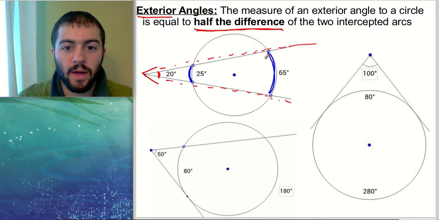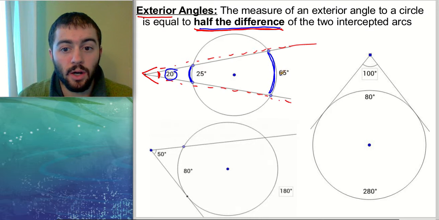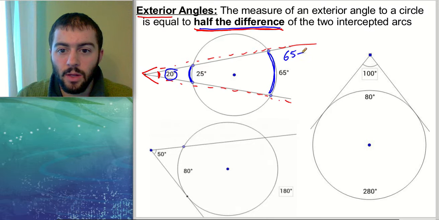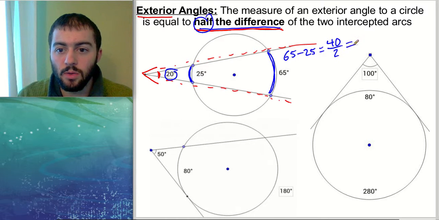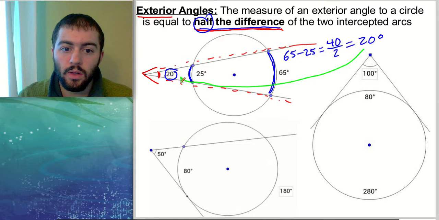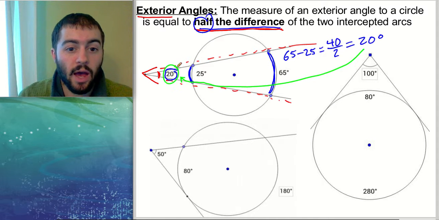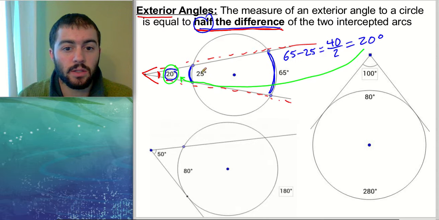So in order to find the angle here, this 20 degrees, how do we come up with this? Well, we take half the difference of these two intercepted arcs. If we take the difference, meaning subtract them, we would do 65 minus 25. That gives us a difference of 40. Then we have to take half of that, so we divide by 2, which gives us 20 degrees, which matches up with the value here. So if we didn't have this number, we could calculate it based on the two intercepted arcs that we have.